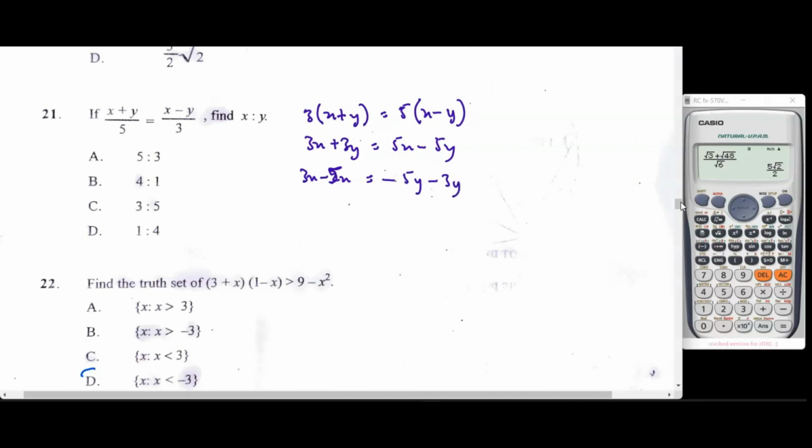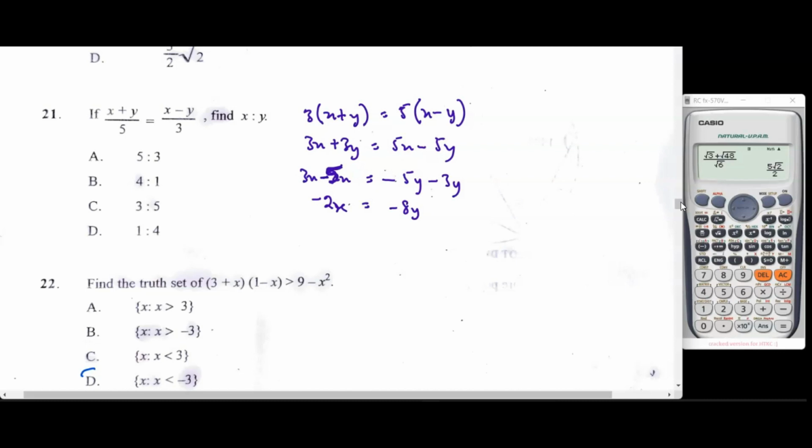Or you could have done it the other way around, so you can get the same answer. And then that will be giving us minus 2x, because 3y minus 5, remember here it's 5, 5x will give us minus 2x, equal to minus 5y minus 3y will give us minus 8y.